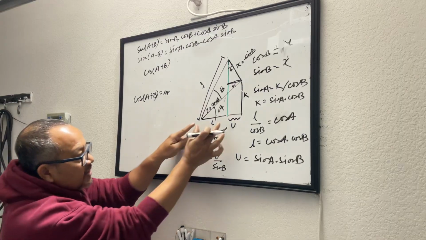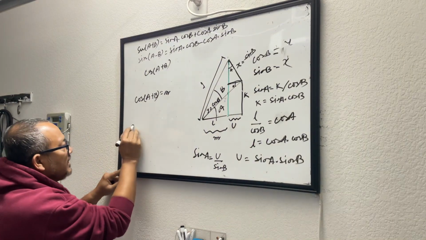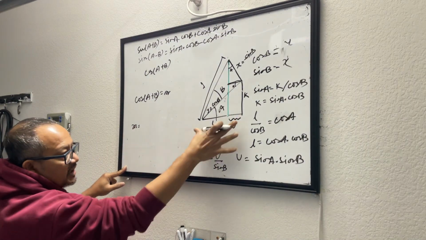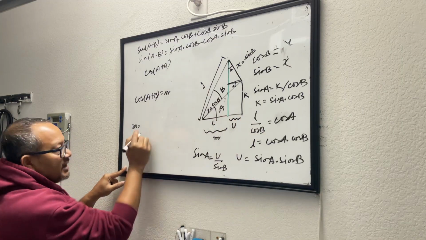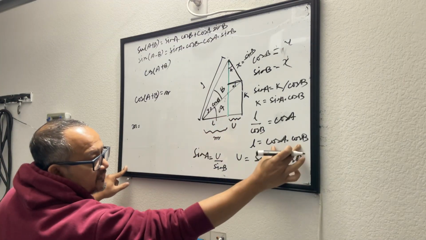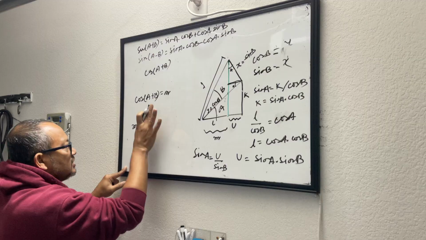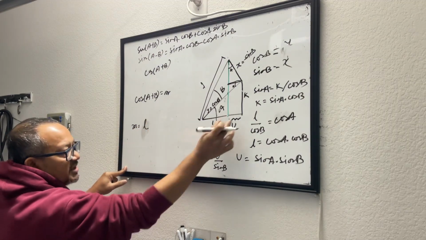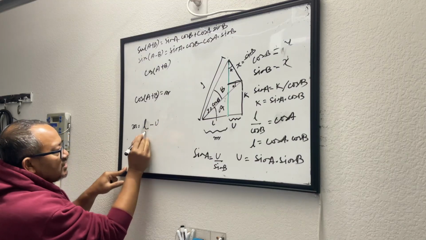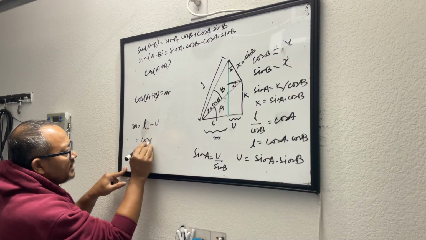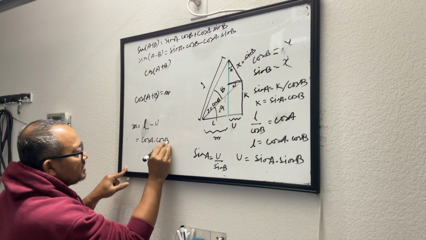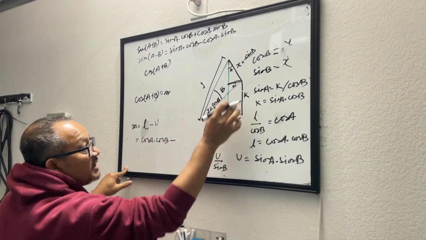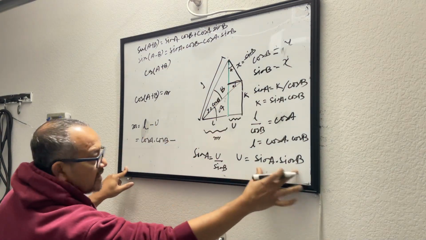So if you have to find out this length M, we know M equals whole length minus this length. Let me go step by step. So that is L, the whole length, minus U. What is L? L is cos of A times cos of B. Minus U, we got as sine of A, sine of B.